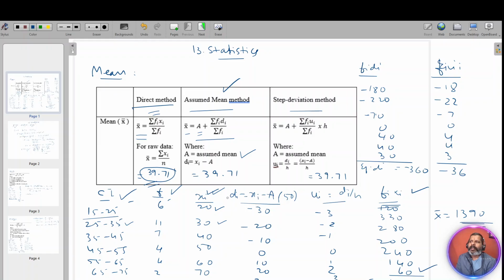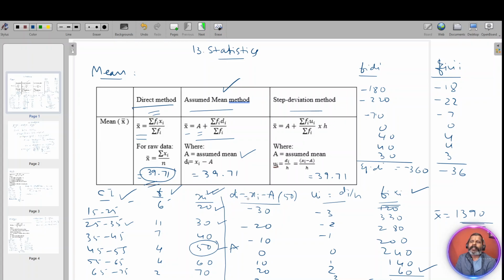Once you find the xi, all three methods you have to do. Ci will be given, f will be given, you have to find the class mark xi column. Once you do that, you assume a mean out of it, one of the xi as an assumed mean. Usually we recommend assuming the middle one. For example, if there are 7 Ci here, I assume 50 as the assumed mean. If there are 8 even numbers, you assume any one in between.